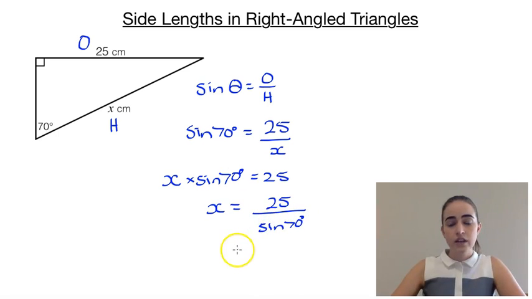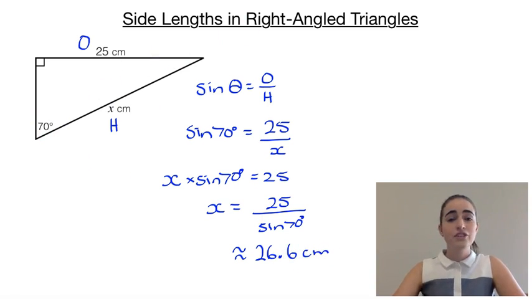And if you pop that in your calculator, if we round for this question to 1 decimal place, we'll end up with 26.6 centimeters. So that's the length of our hypotenuse there. So those are two examples of finding side lengths in right-angled triangles using trigonometry.